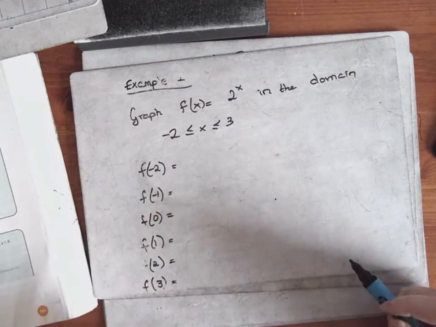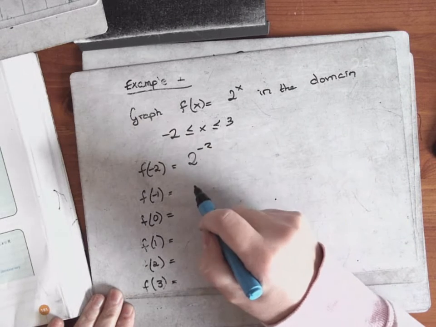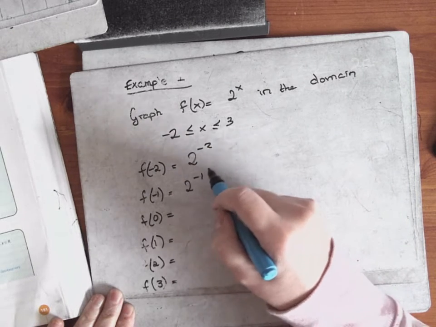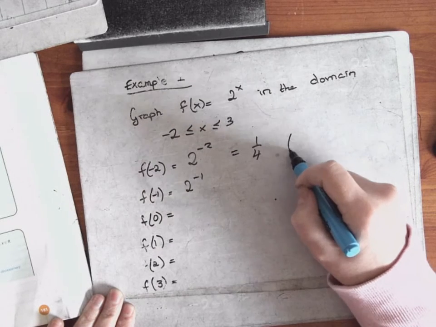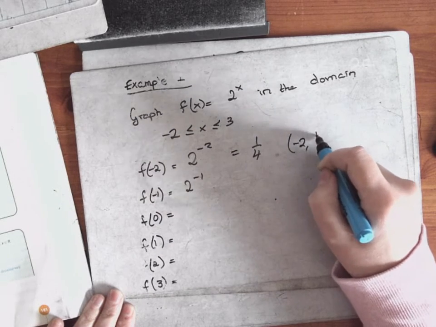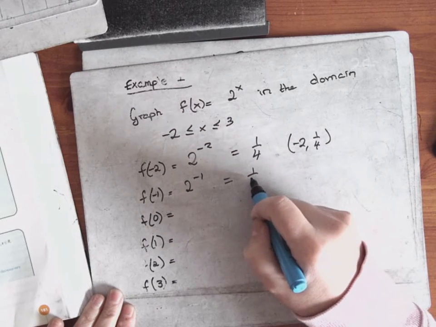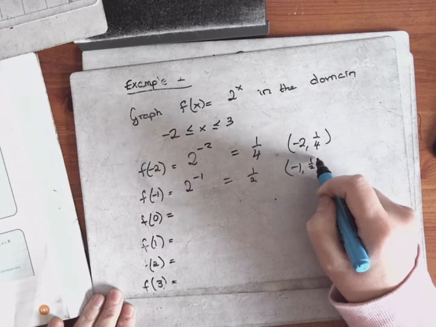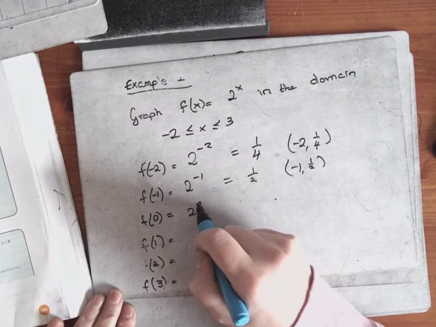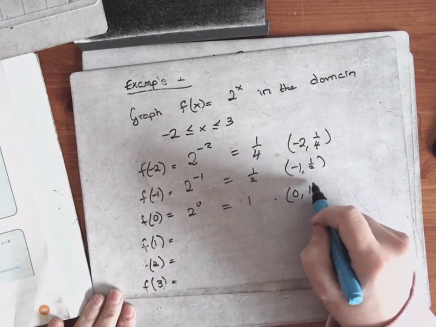Okay, so I'll do it out by hand. That's 2 to the power -2. This is 2 to the power -1. 2 to the power -2 is a quarter. On the calculator, it's sorted. So it's -2, a quarter. 2 to the power -1 is a half. So that's -1, a half. This is 2 to the power of 0, anything to the power of 0 is 1. So I put in a 0, got out a 1.